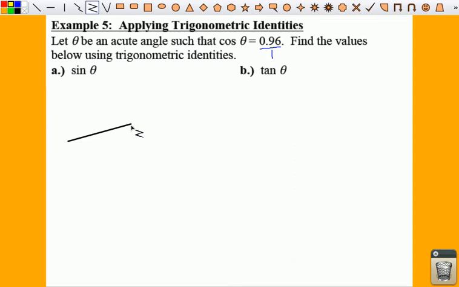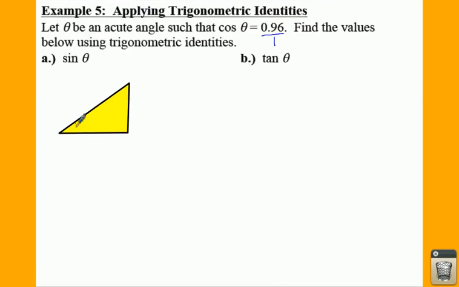And so here's one. So here's our triangle. And if we let this angle be our theta, cosine is 0.96 over 1, which is equal to your adjacent side over your hypotenuse. So if we find out that our adjacent side is equal to 0.96 right here, your hypotenuse is a 1, then to find out this other side, you're going to have to use the Pythagorean theorem to figure out what your opposite side is going to be.